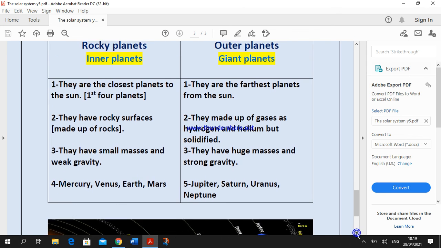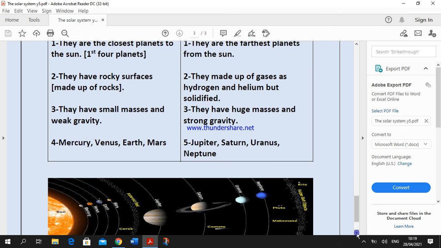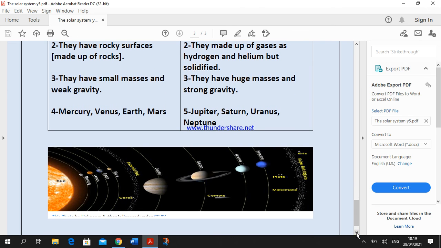Mercury is the smallest planet in the solar system, so it has a weak gravitational force. So Mercury has no atmosphere and no moon. While Jupiter is the largest planet in the solar system, so it has a strong gravitational force. So it is characterized by the presence of a thick atmosphere and also a huge number of moons rotating around it.